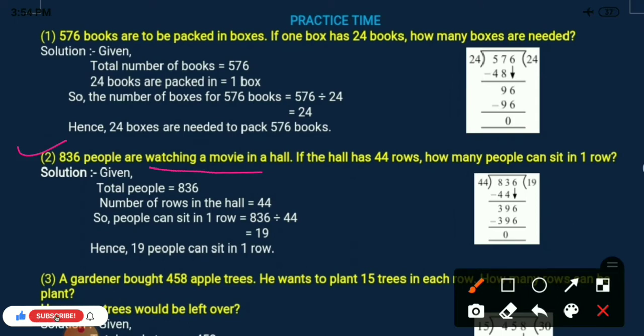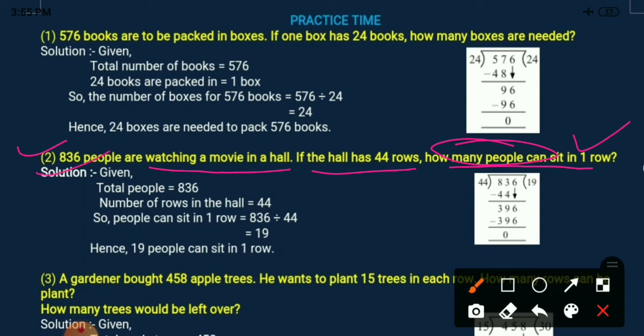836 people are watching a movie in a hall. If the hall has 44 rows, how many people can sit in one row? Once again we have to find the number of people which can sit in one row. It means once again we have to divide.